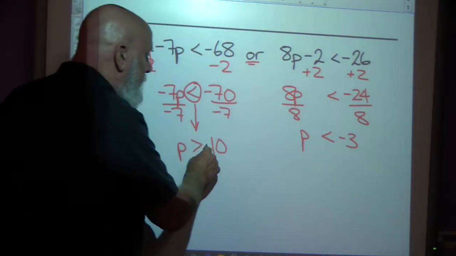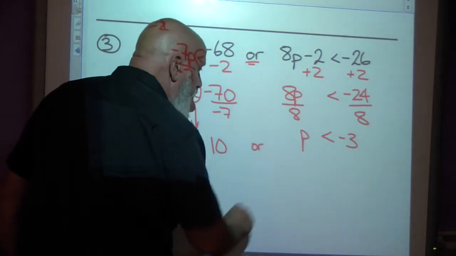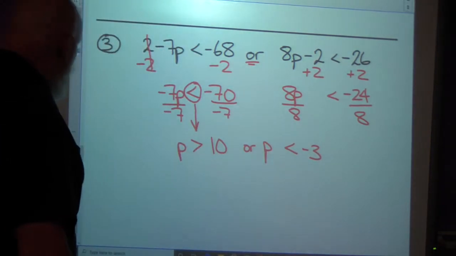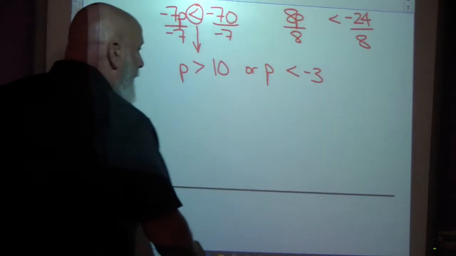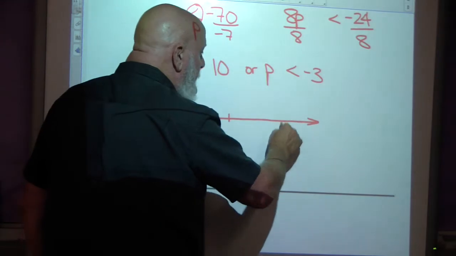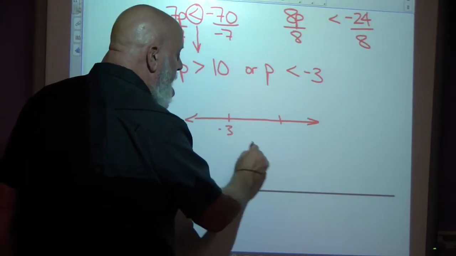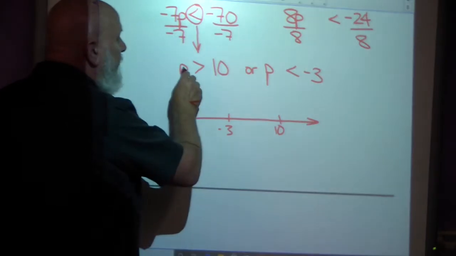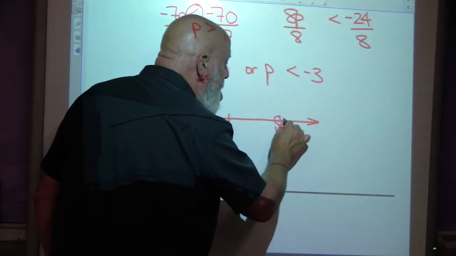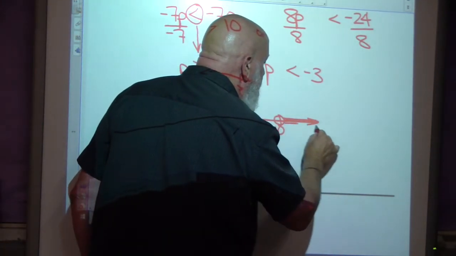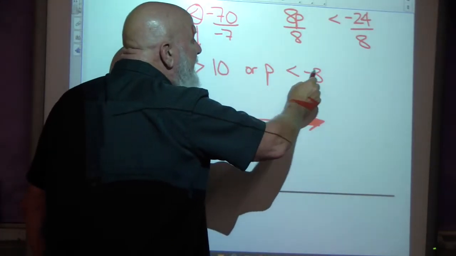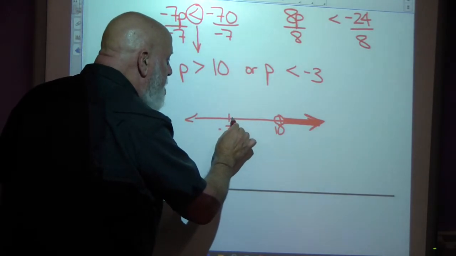So I've got this or this. I've got an or statement going on here. So when I go to graph those, I don't care whether they overlap or not. I just draw a number line. And I put a couple places on there, and I say, well, -3 is to the left of 10 on the number line. And if I was going to graph all values greater than 10, I would have an open circle on 10, and all the values to the right would be shaded. If I were going to graph all values less than -3, that would be an open circle on -3.